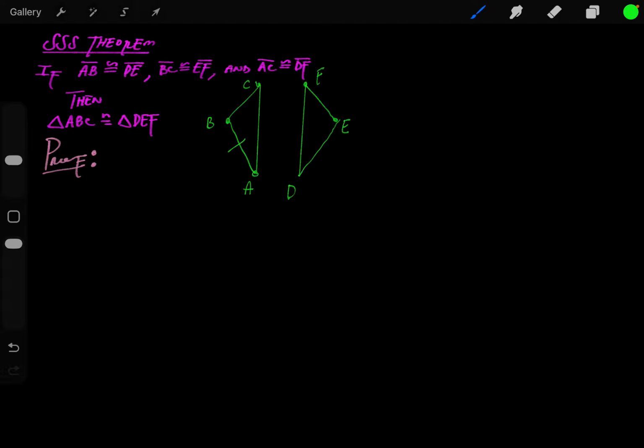We got AB is the same thing as DE. We got BC is the same thing as EF. And we got AC is the same thing as DF, okay?